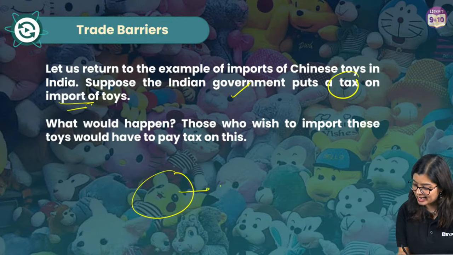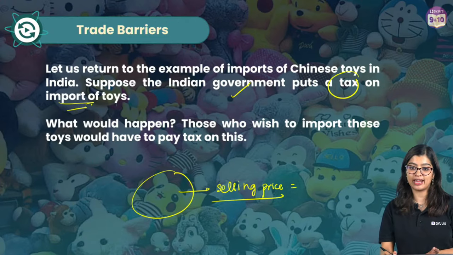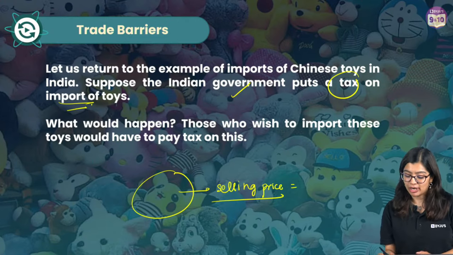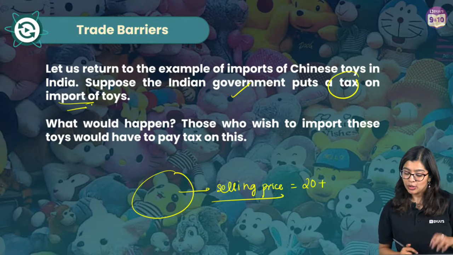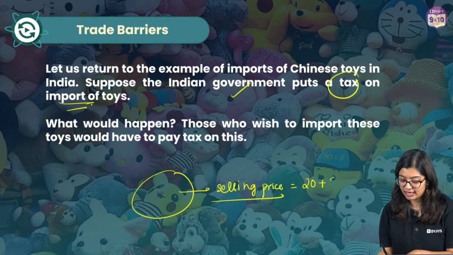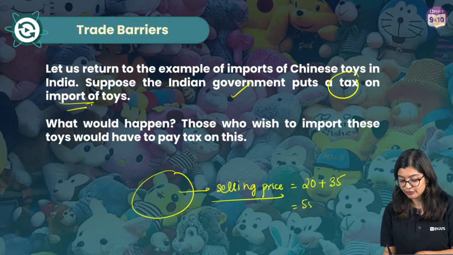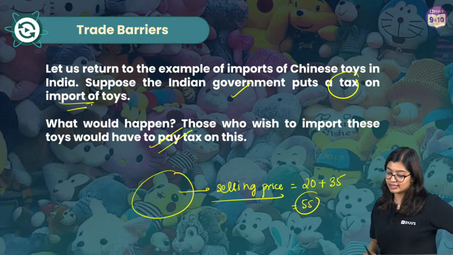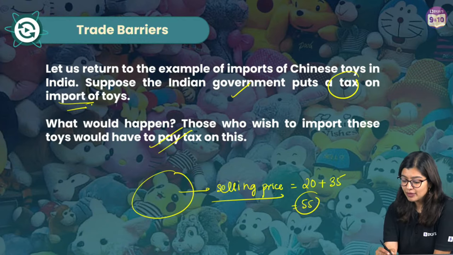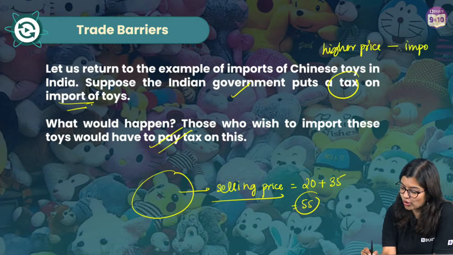Which means the selling price is no longer going to be, say, 20 rupees, 30 rupees, but rather it's going to be 20 rupees plus the tax that is being imposed on it. Which means from 20 rupees, let's say 35 rupees tax has been charged. As a result, this will now become 55 rupees, yes? So if we start charging tax on this, it will no longer be cheap, but rather there is a higher price charged on the imported toy, right?